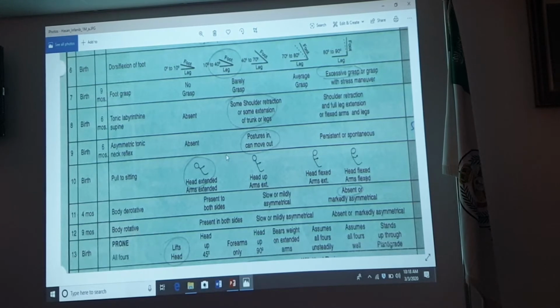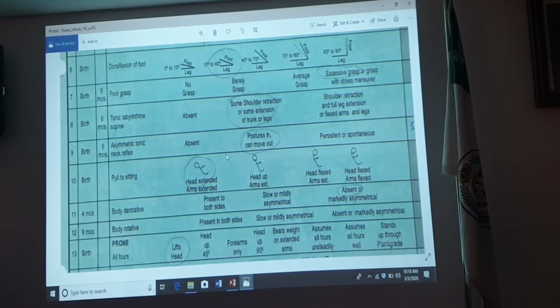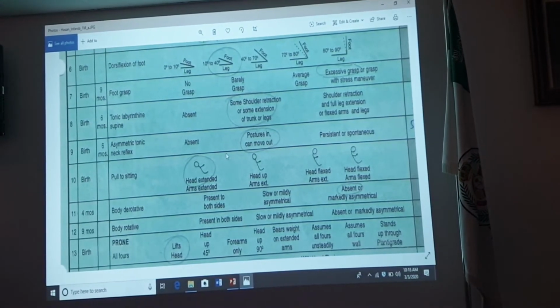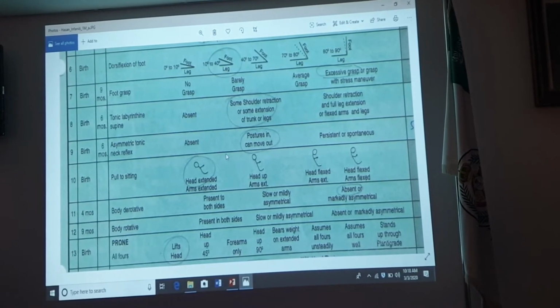Okay, next is rotation. As soon as you keep the child, the child will immediately turn over. It is called segmental rotation, or full rotation. Derotation is segmental rotation. The lower segment moves, the upper segment follows later. In rotation, along with the lower segment, the upper segment follows. Clear?